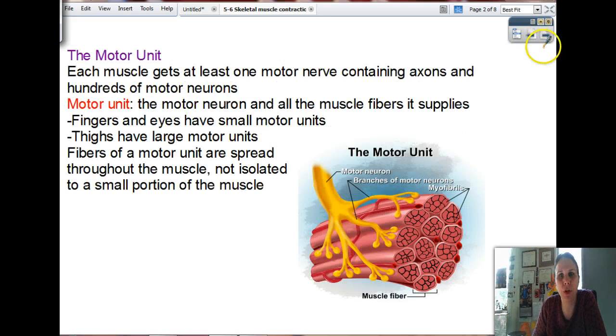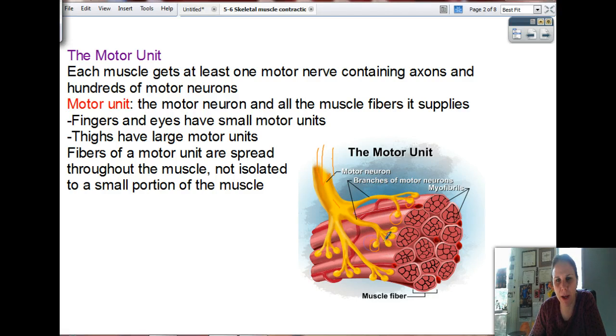So what is a motor unit? A motor unit is all the muscle fibers that the motor neuron supplies. So each muscle is going to have at least one motor nerve containing axons and hundreds of motor neurons. So here's a little picture over here showing this major axon coming down, and see how it branches into several different little smaller sections, and they each end at a neuromuscular junction.